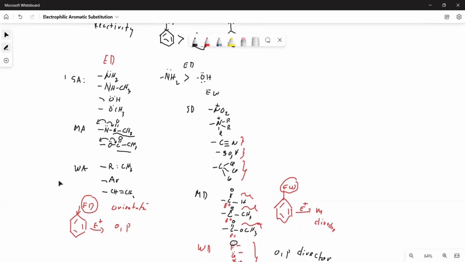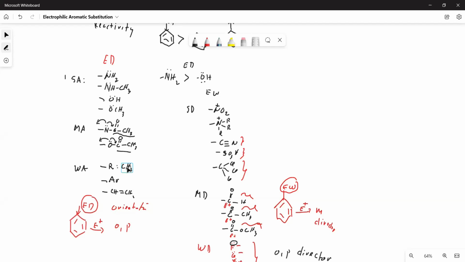The third category or group, which are weakly activating, would include the methyl, another aromatic group, or even alkene. And you know why they are only weakly? Because they don't have lone pairs. So what electron pairs are they donating?